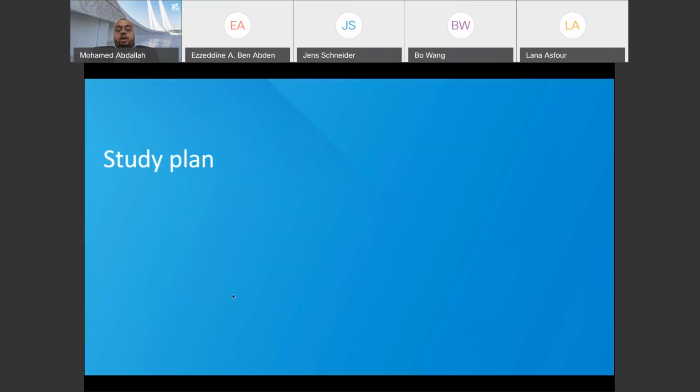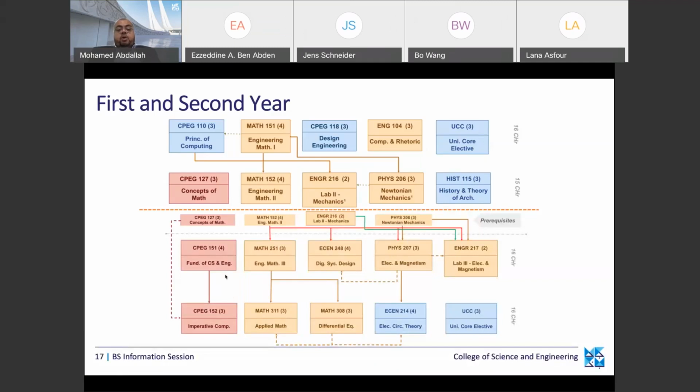So let me give you a quick overview of our study plan. This figure is the study plan of the first and second year. The courses above the dashed line are the first year, and the courses below the dashed line are the second year. This row represents the first semester, and this row represents the second semester. The colors represent where the course is taken: if it's blue, the course will be taken at HBQ; if it's yellow, at Texas A&M; if it's red, it can be taken at either Carnegie Mellon or HBQ.